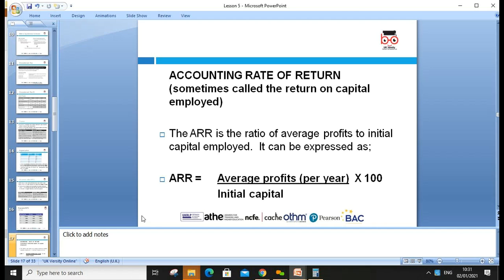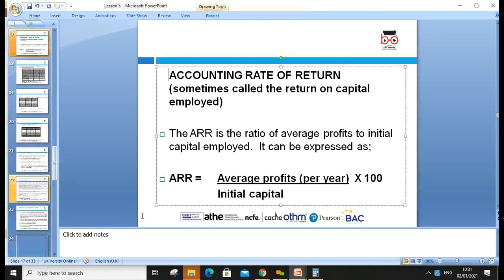The next method we are using is ARR. ARR is called average rate. There are a few other methods as well, but we're not really doing every method because as a part of our assignment and the syllabus, we're just looking at some methods. So accounting rate of return, which is ARR, average rate of return.